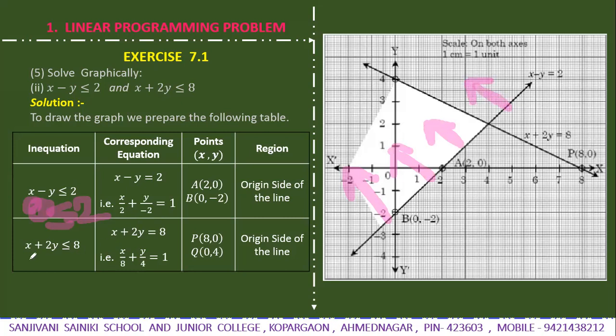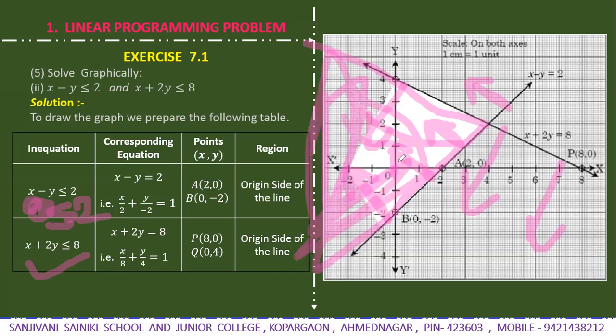Similarly, just think of the second one. This is the second line, and if I put the origin again, 0 plus 0 is 0, and 0 is less than or equal to 8, which is also satisfied by the origin. So again we got the origin side. But now, which is the common part? This is the common part. So this is the solution set of the linear inequations. This region represents the graphical solution.